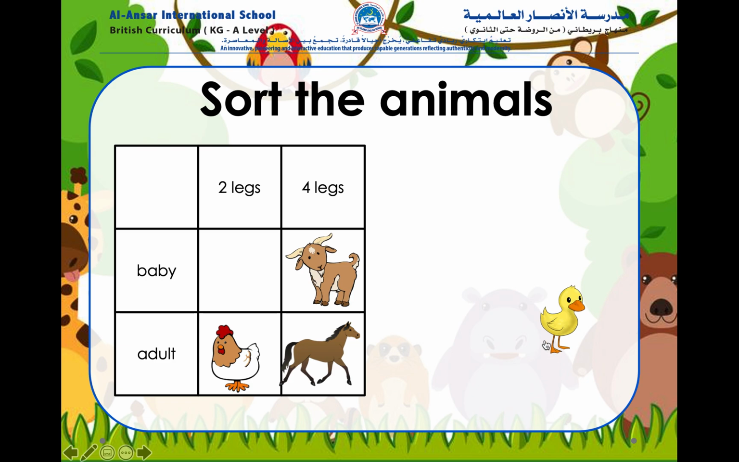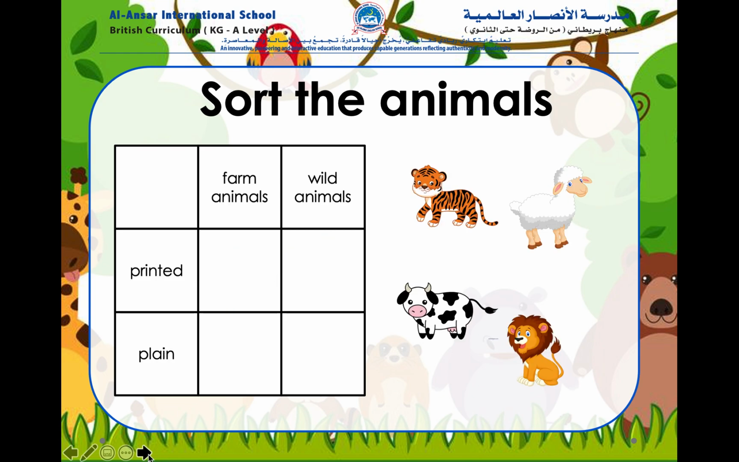Now let's look at this duckling. Does the duckling have 2 legs? Yes, it does. And is it a baby? Yes, it is. So we will put it in the block that has 2 legs and says baby. Now let's sort the animals out in a different way. We can sort the animals out into farm animals and wild animals, animals that are printed and animals that are plain.